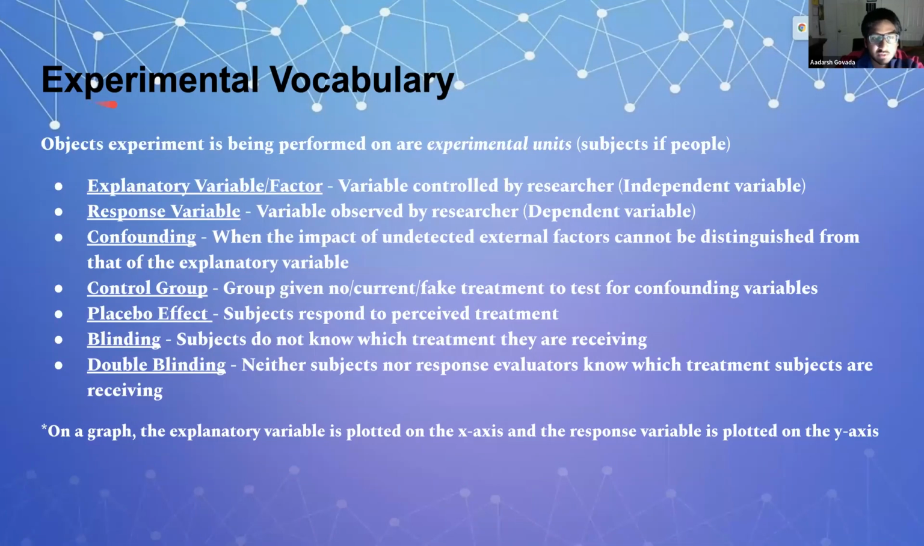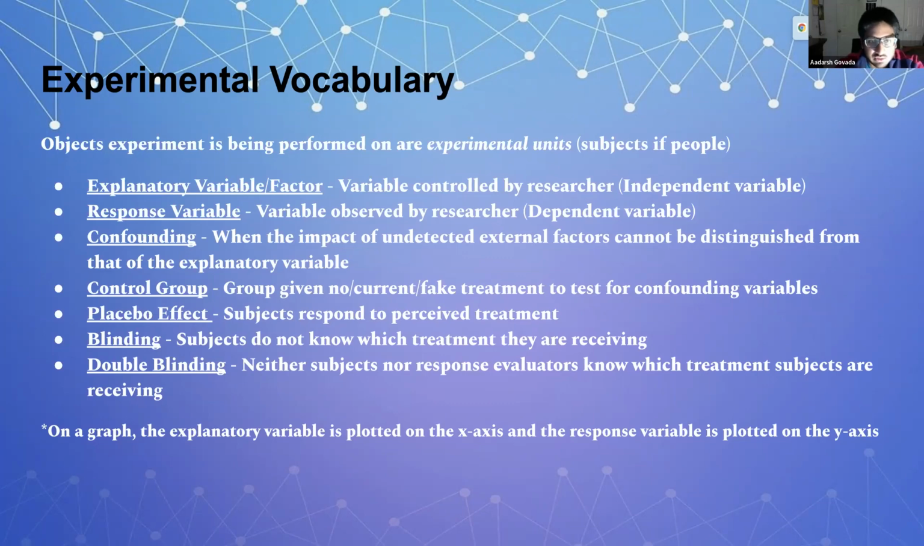So here is some experimental vocabulary that's good to know. First, we have an explanatory variable, or a factor. This is what you might know as the independent variable. That's the variable that is controlled by the researcher. Then the response variable is a variable observed by the researcher in response to the explanatory variable.